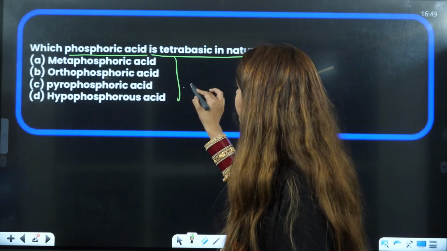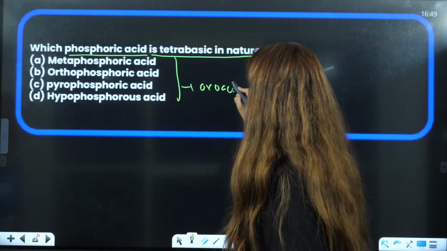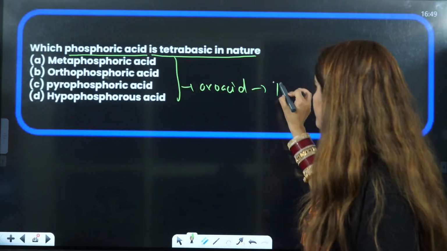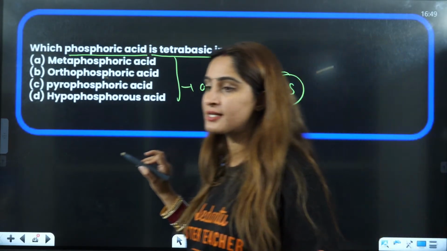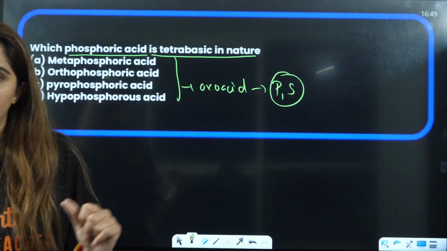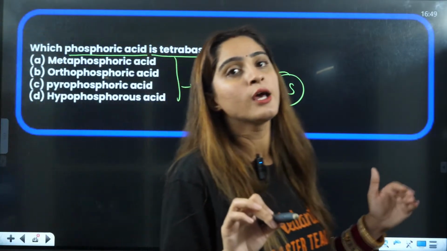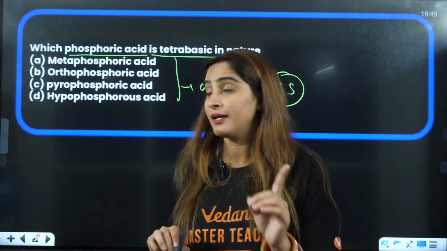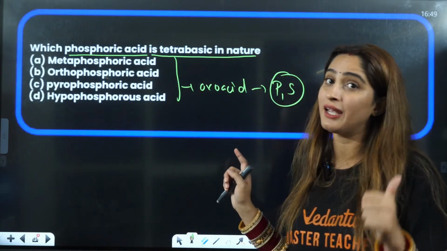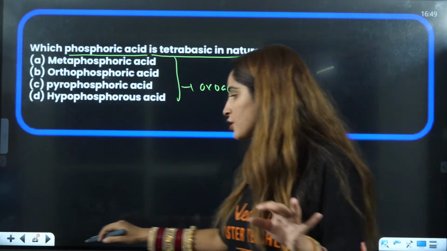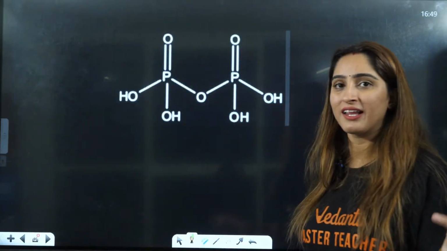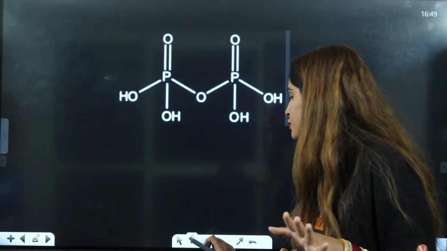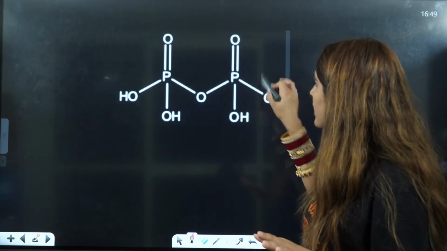All of these are oxo acids of phosphorus. You have to learn the oxo acids of phosphorus and sulfur. They are very important when we talk about SRMJEE, right? In JEE it's not very important for you, but in SRMJEE it is important. So a few topics that are not so important in JEE are important in SRMJEE, right? So here it is.